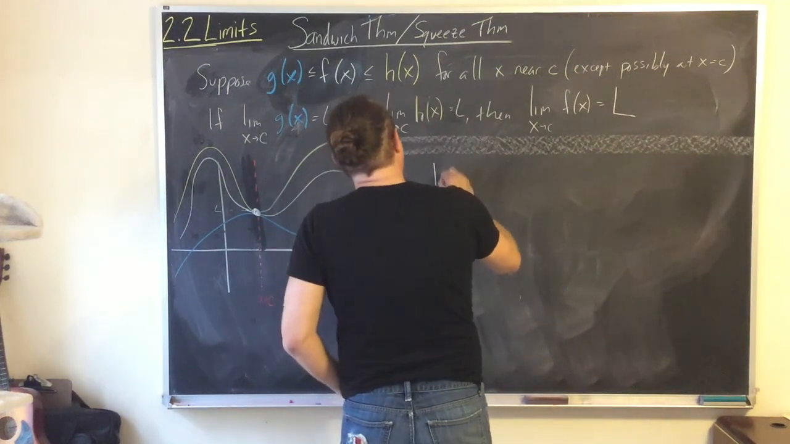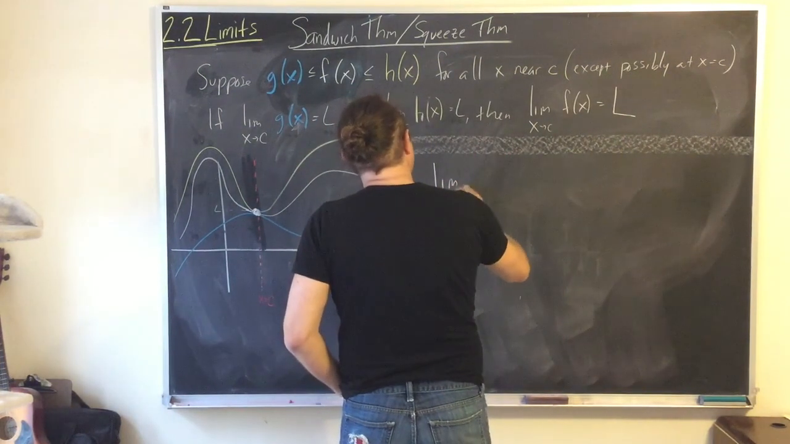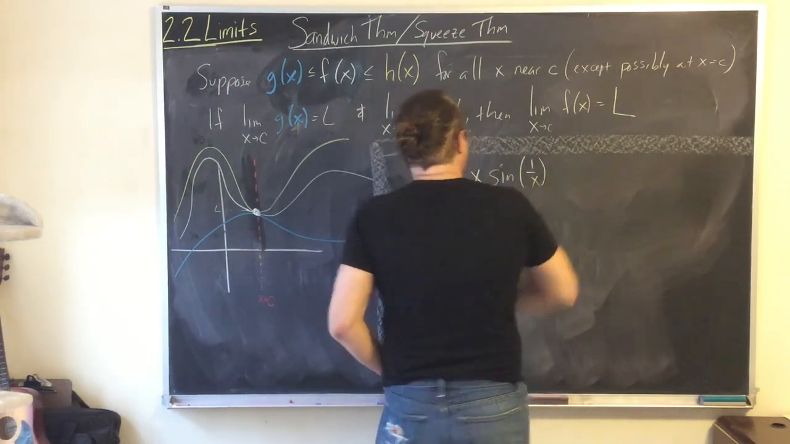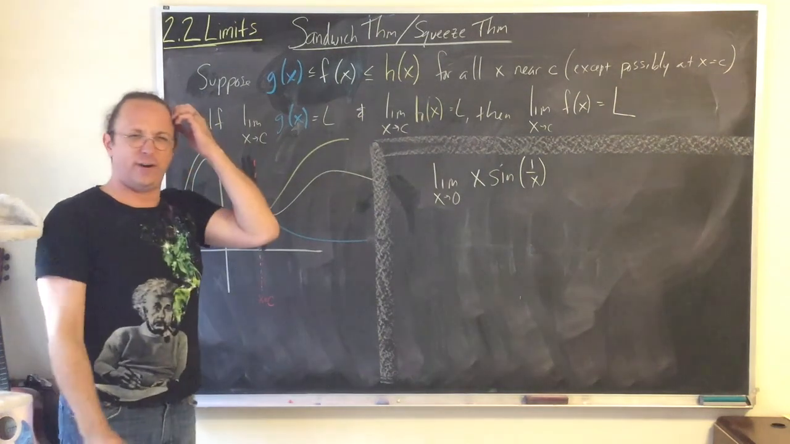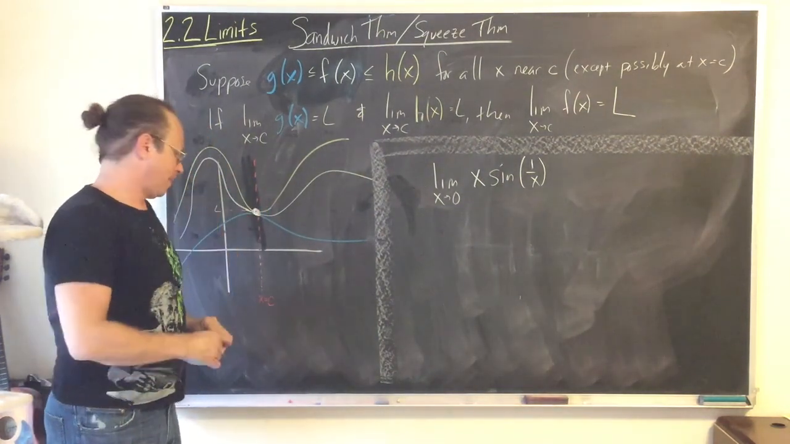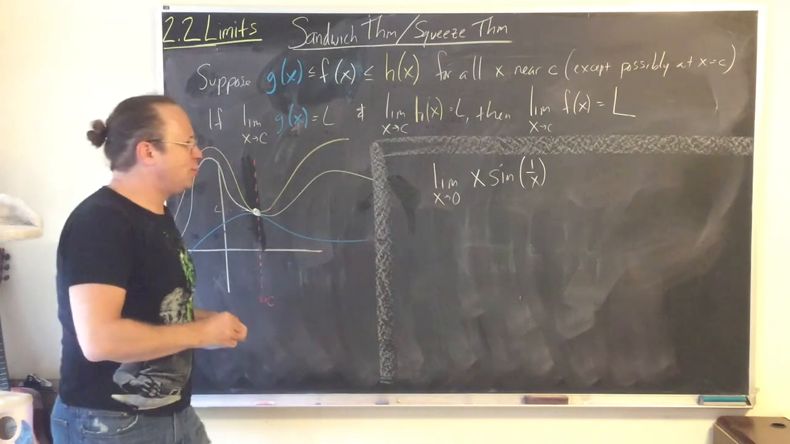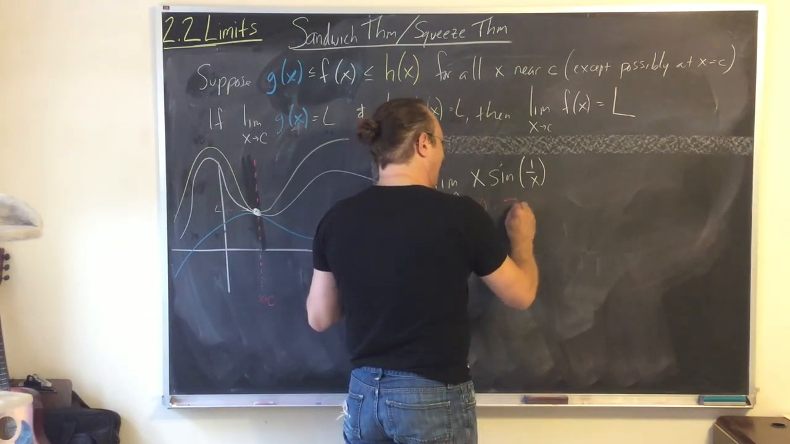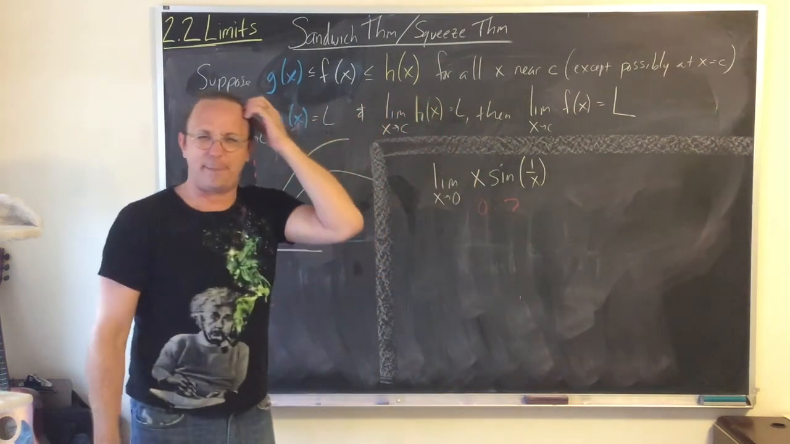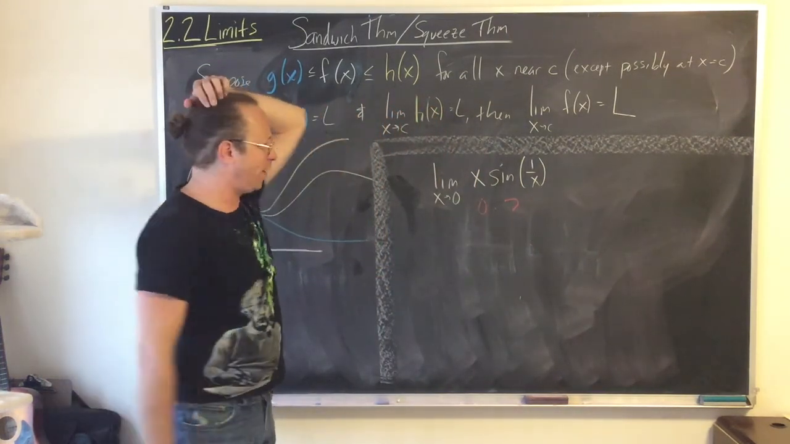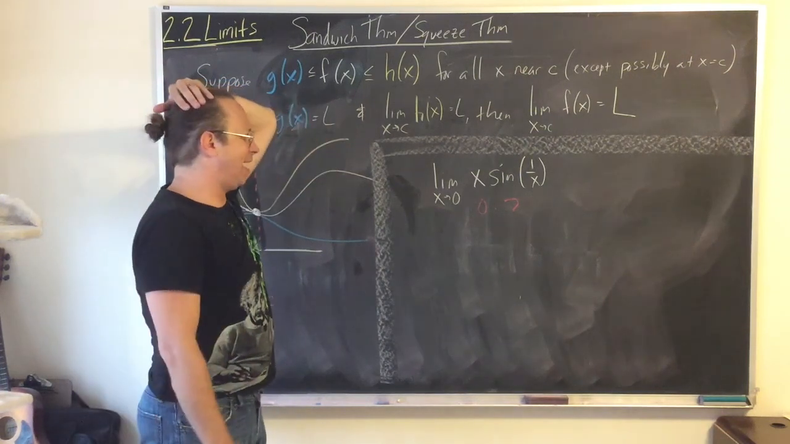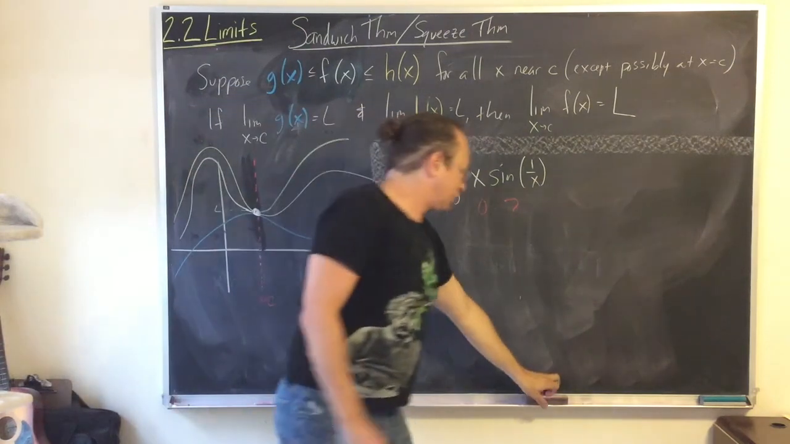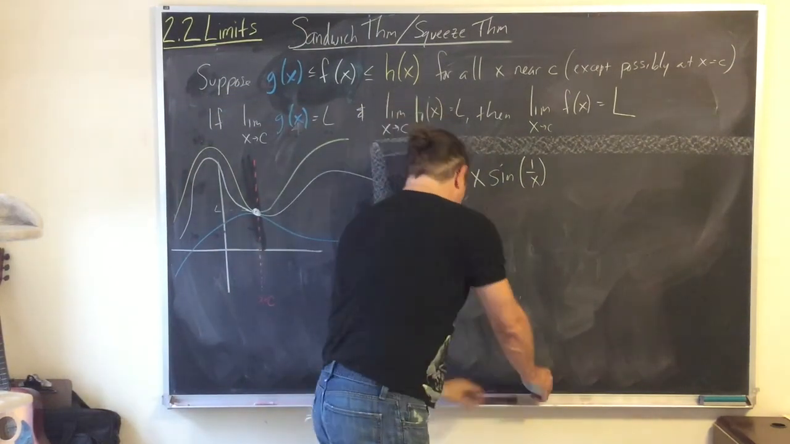And a great example of this guy will be the limit as x approaches 0 of x times the sine of 1 over x. And I could normally use my limit laws, but I don't know what happens to the sine of 1 over x. That guy, I have no idea what that could possibly be. So I need to figure this out somehow.